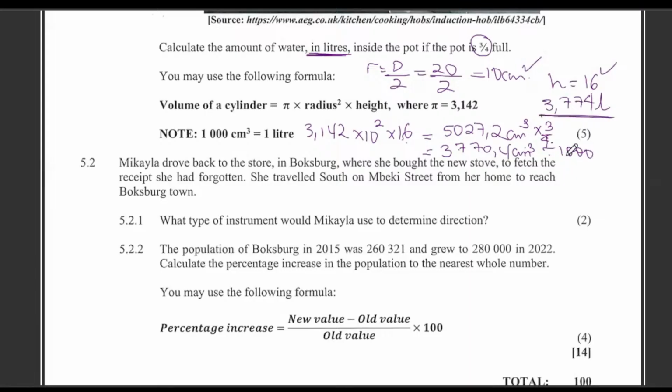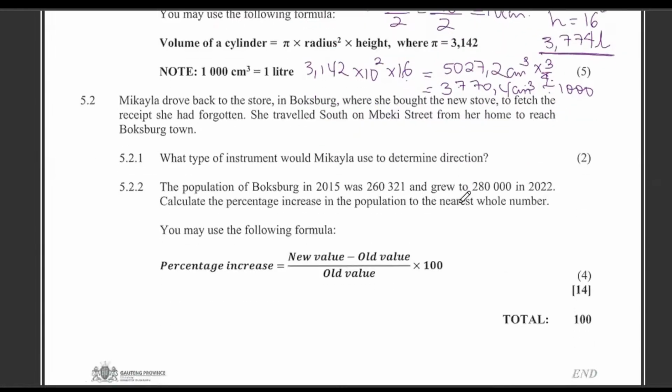Hope you understand. Okay. 5.2. The person drove back to the store in a box bag where she bought the new stove to fetch the receipt she had forgotten. She traveled south on Beck Street from her home to reach Boxmark Town. What type of instrument? The normal one, someone could have said the compass. It's also normal. Someone else would have said the GPS locator. All right, the GPS locator.